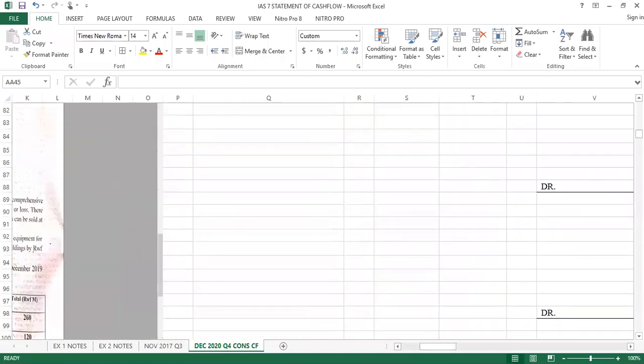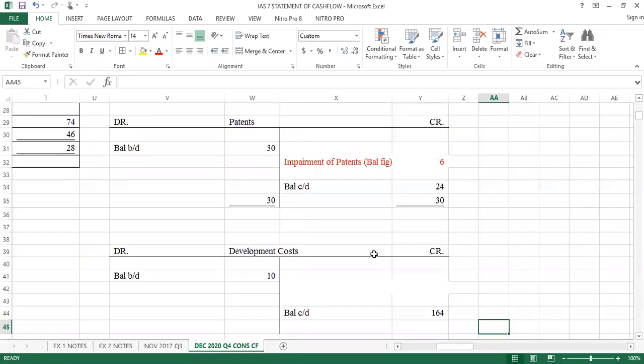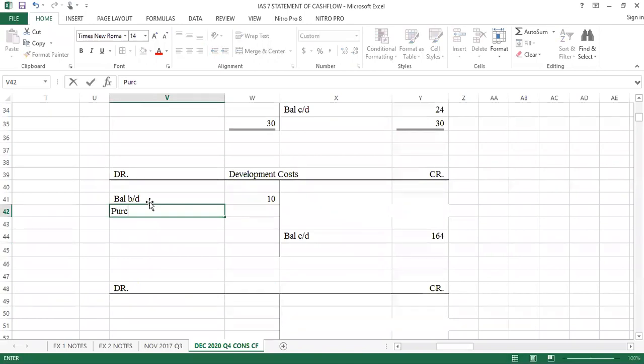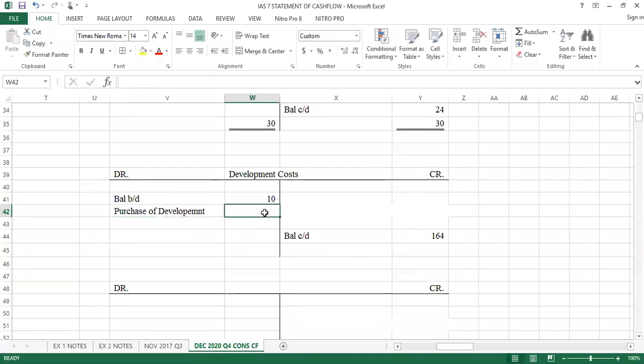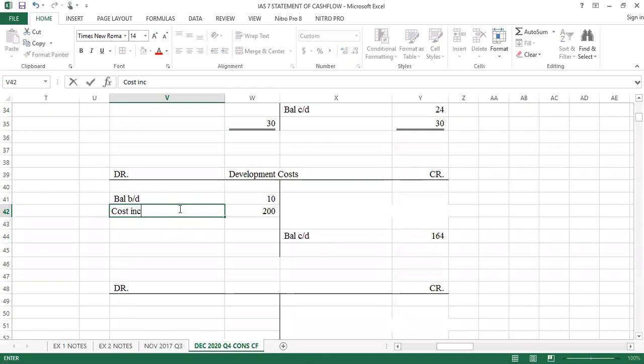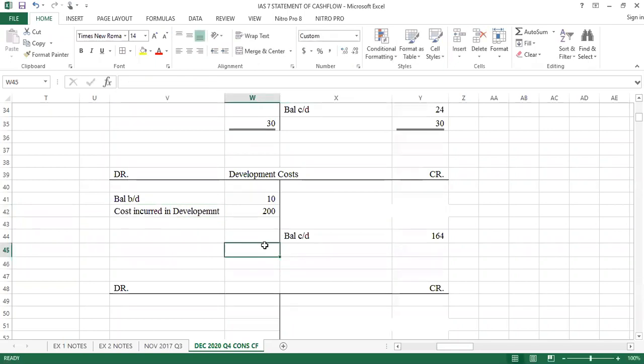So there was acquisition. Let me call it purchase. Or, I cannot use development of development costs. The best wording is cost incurred in development, because we don't purchase development, we develop. So you can check here, it is 10 plus 200, it gives you 210. So this should also be 210.